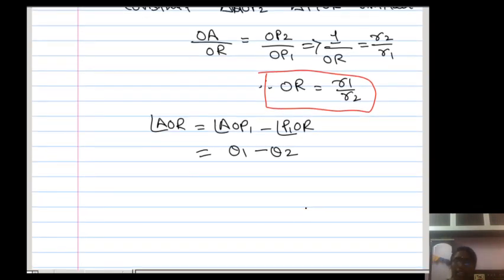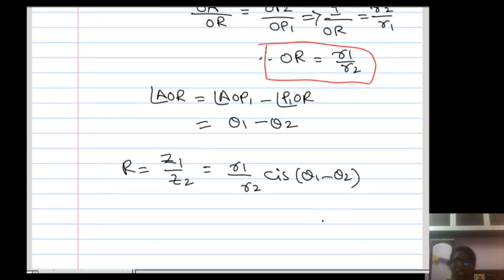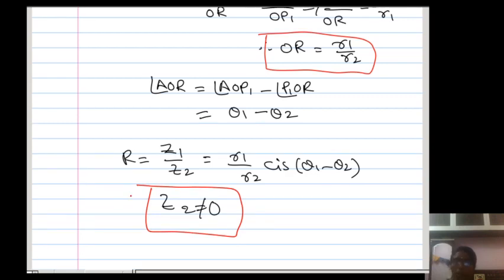By using the angle and modulus, we can write the polar form. Z1 by Z2, which represents the division of the complex numbers, is R equal to R1 by R2 cis of theta 1 minus theta 2. Here Z2 is not equal to 0, since the denominator must not be 0 when taking the quotient of two complex numbers.